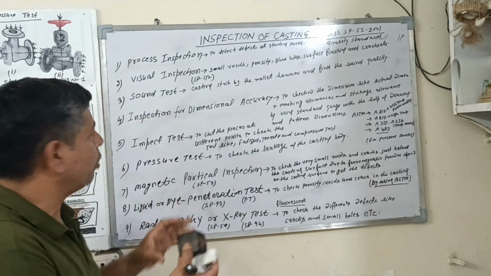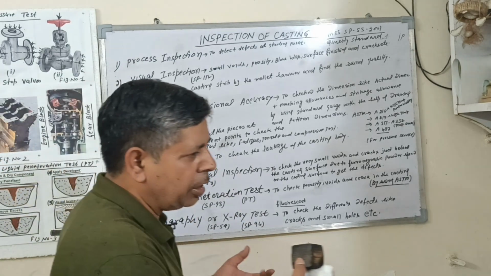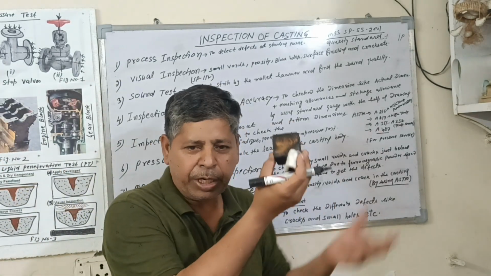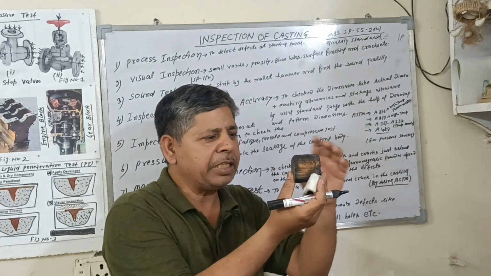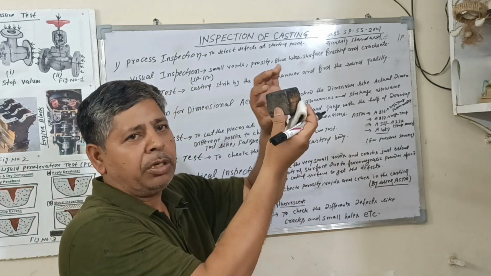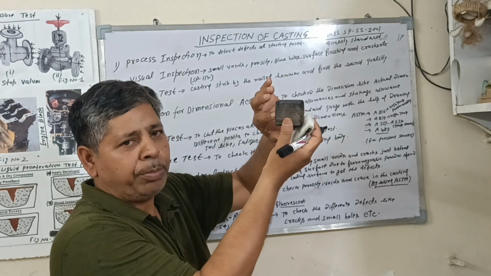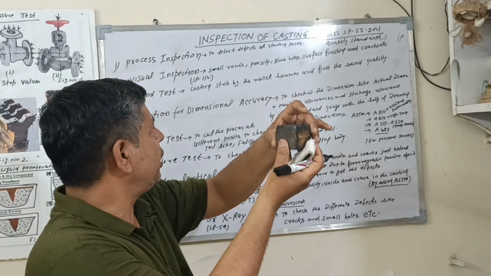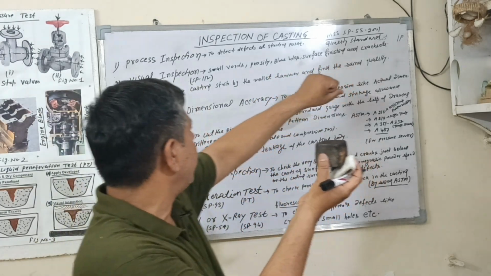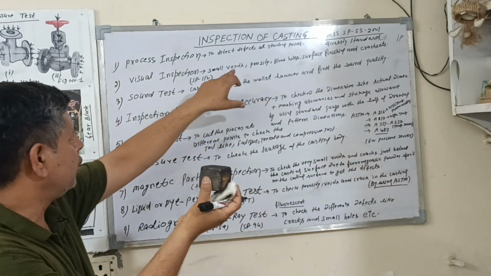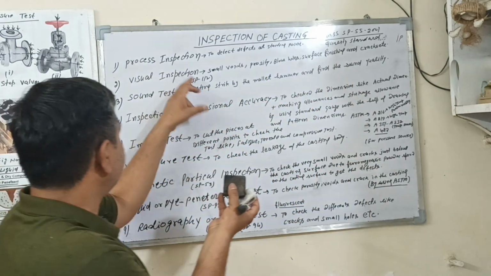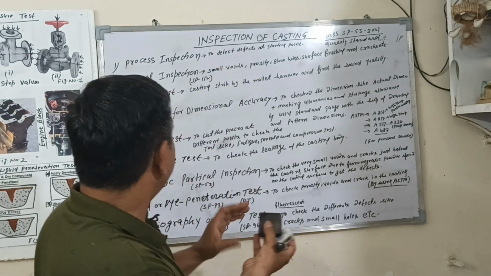Second is visual inspection. Visual inspection means that after making the components, you check them for different types of surface finishing, blow holes, cracks, and whether porosity is small. So this is a visual test.